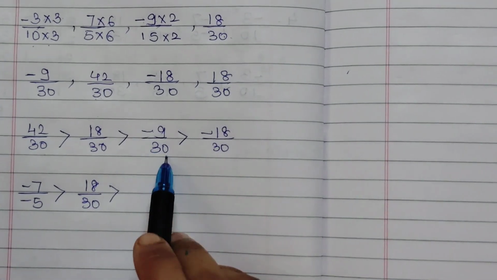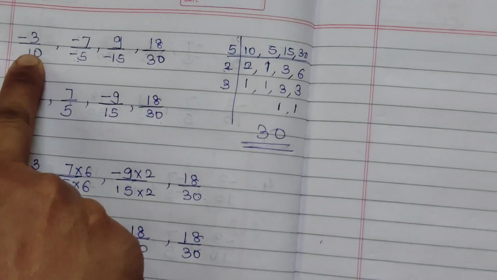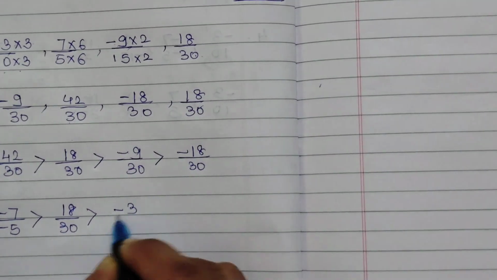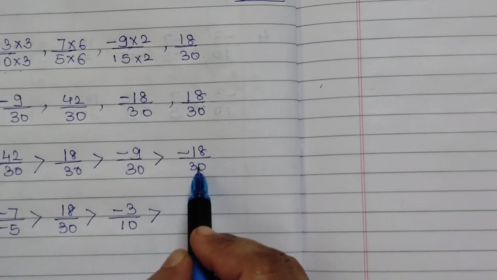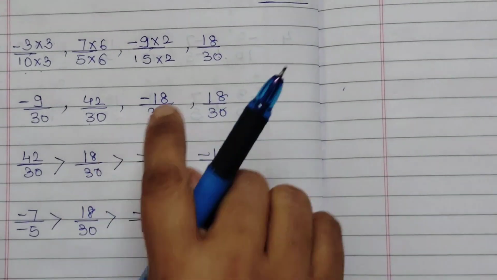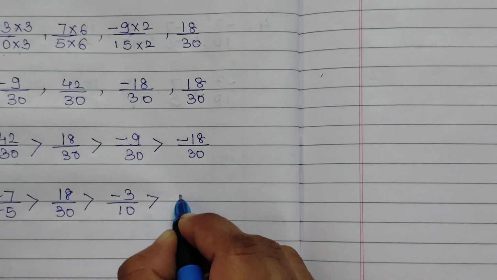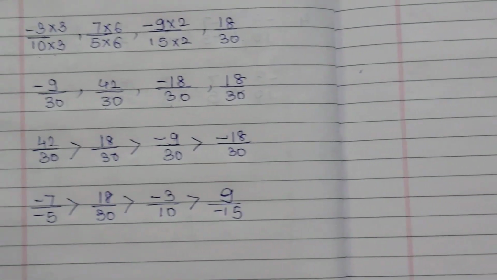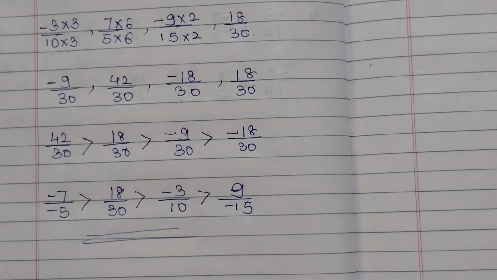Then we have minus 9 upon 30. Where is it? Here. So here we go up to the first one, minus 3 upon 10. So I will write minus 3 upon 10 is greater than. Last is minus 18 upon 30. Where is it? Here. The third number from here, 9 upon minus 15. Okay, so 9 upon minus 15. So in this way we completed this descending order of rational numbers.